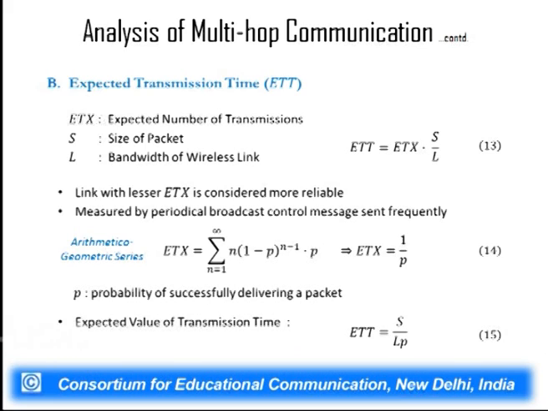Now once we have the value of ETX, just plug in this value to equation 13, and we get a new equation stating the expected transmission time, that is S divided by LP. This gives the expected transmission time. So you can see that once we have the basic network parameters, we can go on finding out the complicated ones. And these complicated parameters are actually useful for the network administrators or for users like us to analyze which network is suitable according to our needs.